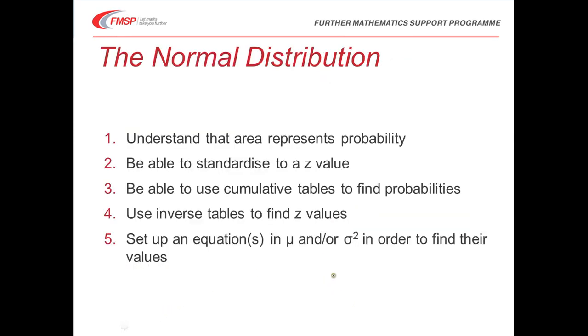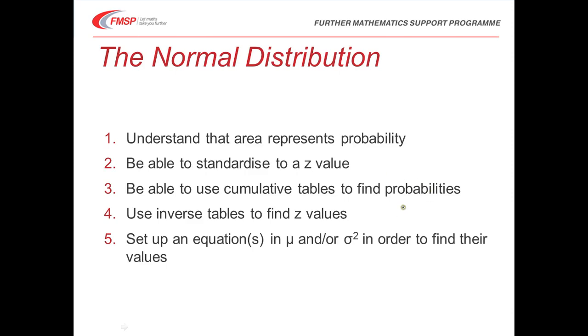What you're expected to know on S1 is quite algebraic and being able to use tables and things like that. So the first key thing is really understanding that when you've got a normal distribution, this beautiful bell-shaped curve, the area underneath that curve represents probability. You can't integrate the curve because it's too difficult, so we are using tables to actually find them, as you'll see later. To be able to use the tables, you need to be able to standardize to a z value. That's a really important aspect of a normal distribution.